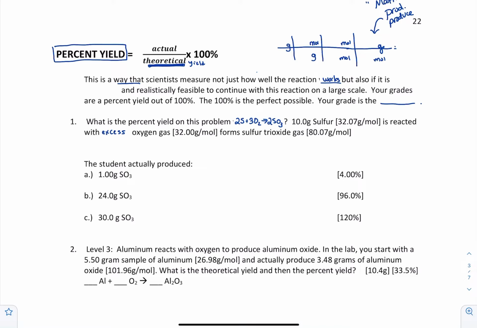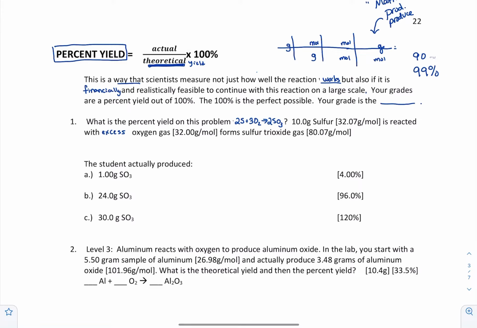but also if it is, and if we think about reactions, this is big money, right? It also tells if it is financially and realistically feasible to continue with the reaction on a large scale. So if your percent yield, as a little note, were like 99% or even 90%, that's a pretty nice yield for most reactions. And those are numbers that manufacturing companies like to see because it means that they won't lose as much of the reactant that they spent money buying to make the product.